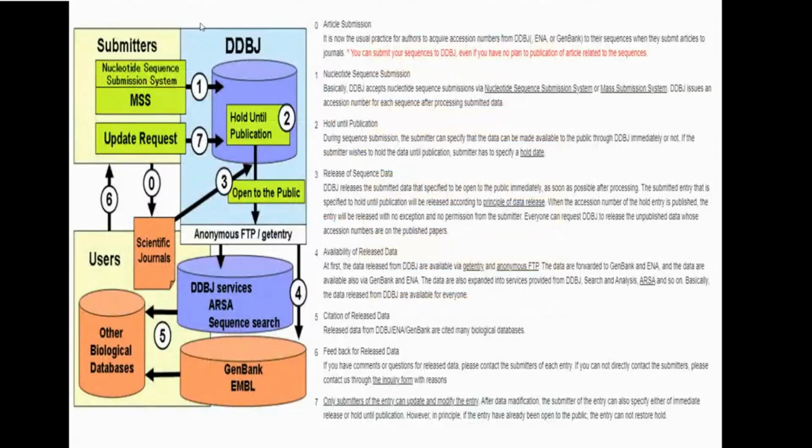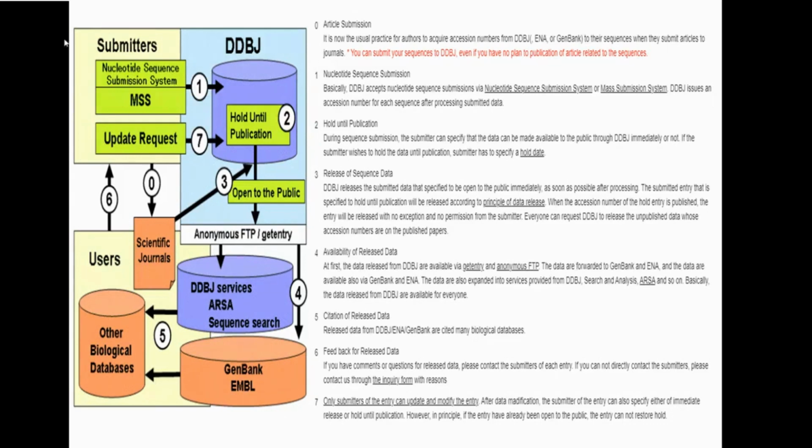In this figure, I have shown you how the data flows from new submission to release and update at DDBJ. Okay, the very first step is that it is the usual practice for the author to acquire an accession number from the nucleotide sequence database when they prepare their article to submit to any journal.